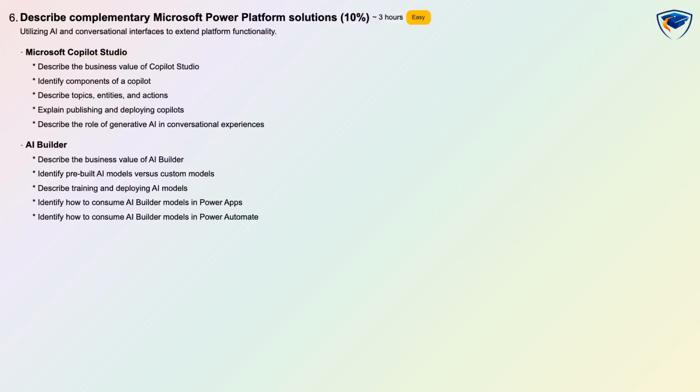Describe complementary Microsoft Power Platform solutions is 10%, difficulty easy, with an estimated learning time of 3 hours and assessment type scenario-based. This section introduces Microsoft Copilot Studio and AI Builder to extend apps with conversational AI and pre-built or custom AI models, including components of a copilot, topics, entities, and actions, plus publishing and deployment.